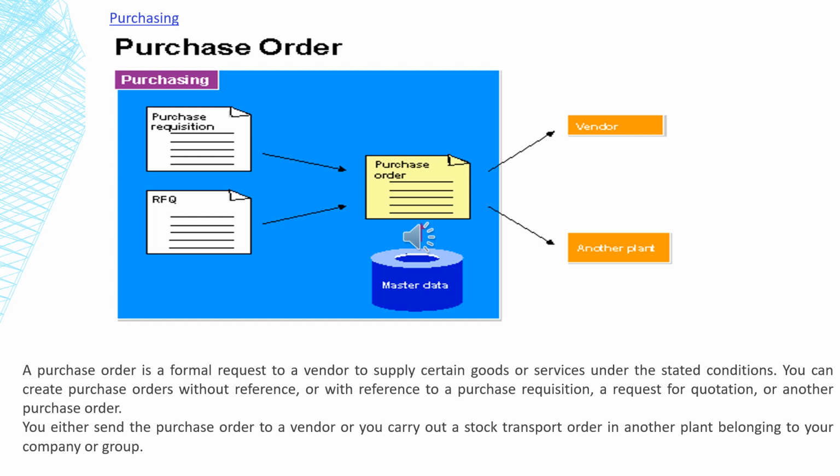Now, purchase order. A purchase order is a formal request to a vendor to supply certain goods and services under stated conditions. You can also create a purchase order with reference or without reference to a purchase requisition, a request for quotation, or another purchase order. You can either send a purchase order to a vendor or carry out a stock transfer order with another plant belonging to the same company code or same legal entity.